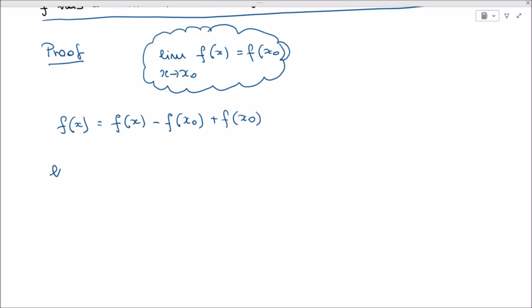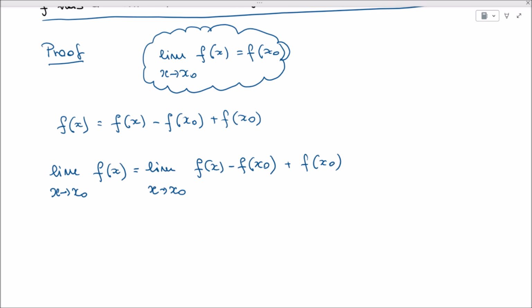Now let's evaluate the limit as x goes to x naught of f of x. Well, we need to prove that this is indeed f of x naught. But if we replace f of x with the previous expression, we have this: f of x minus f of x naught plus f of x naught. Okay, and we recognize that in this first two terms, we have the numerator of the differential ratio.